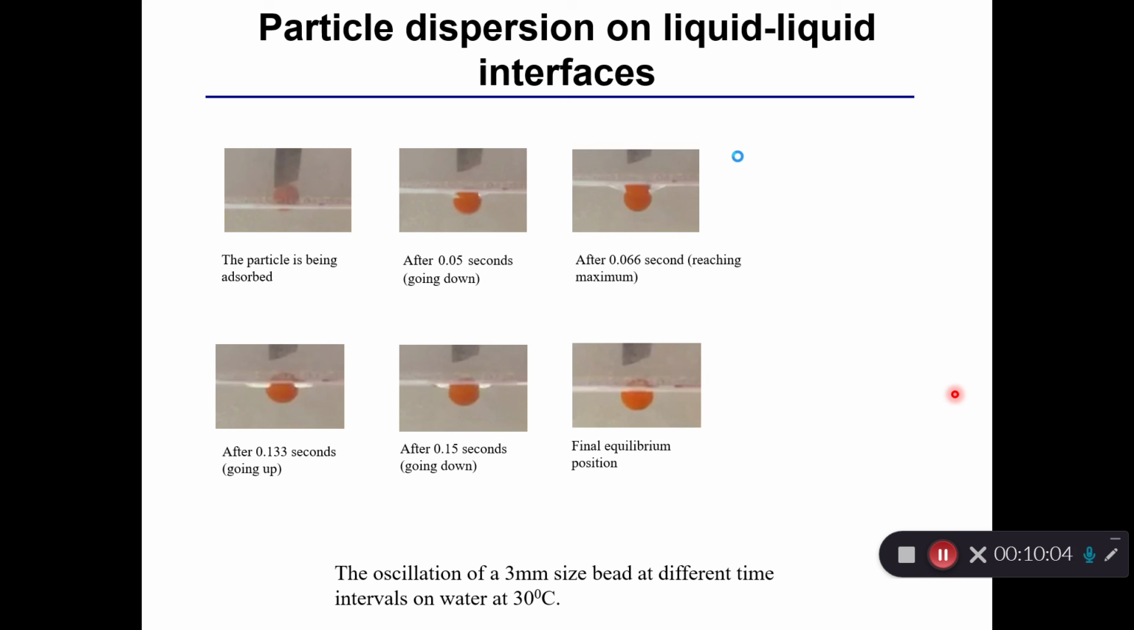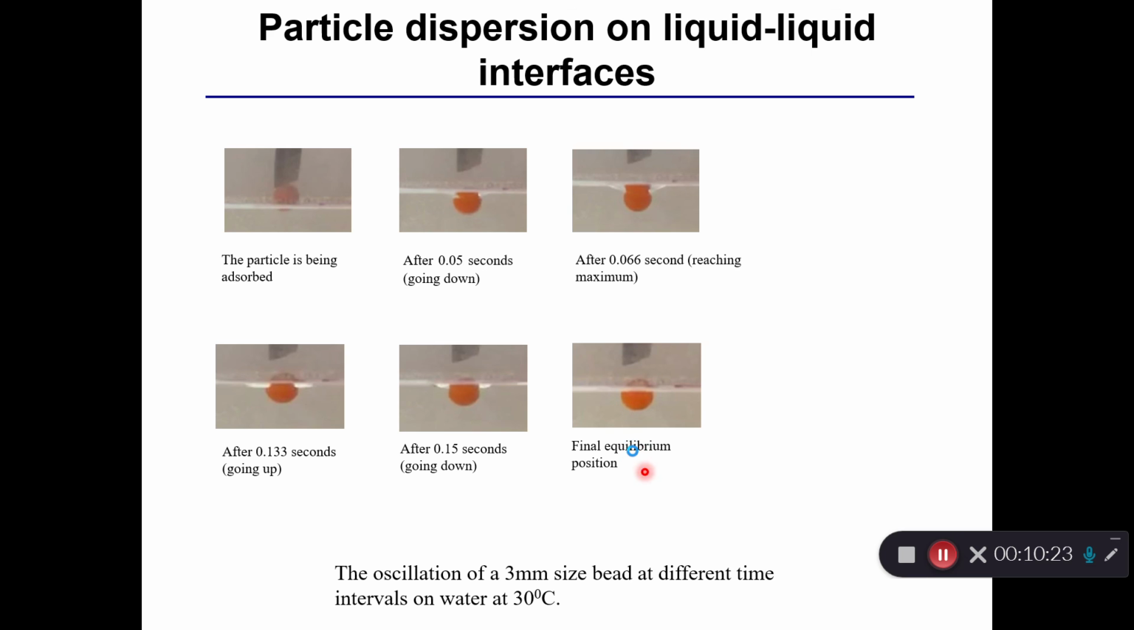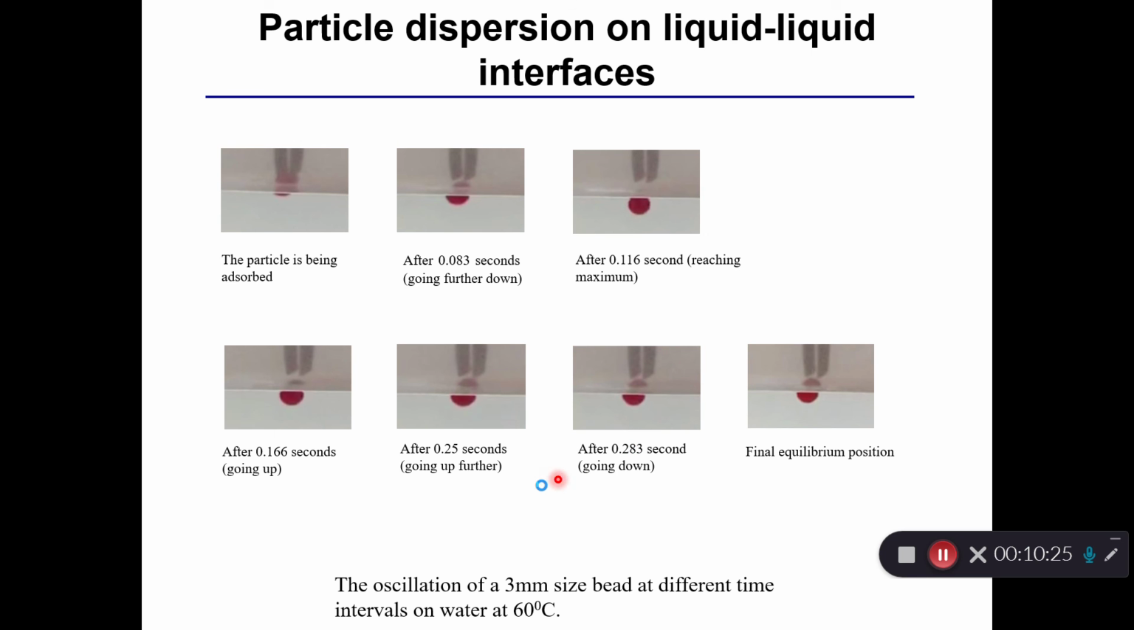And when we change the temperature of the water surface, the same phenomenon takes place, but you can see that it is slowed down, so it takes more time to complete one cycle. So it takes 0.283 seconds here, whereas here it was 0.15 seconds. And so when the water temperature is 60 degrees Celsius, actually.